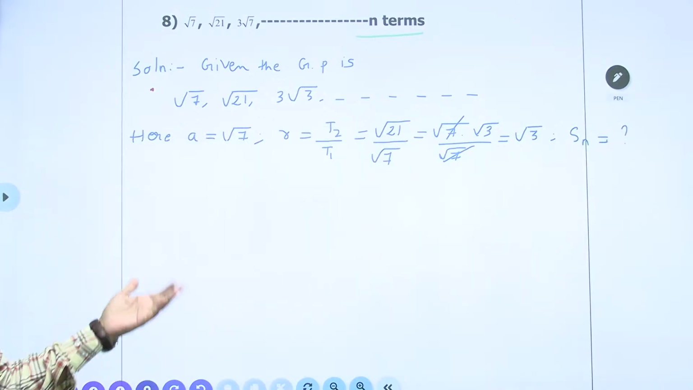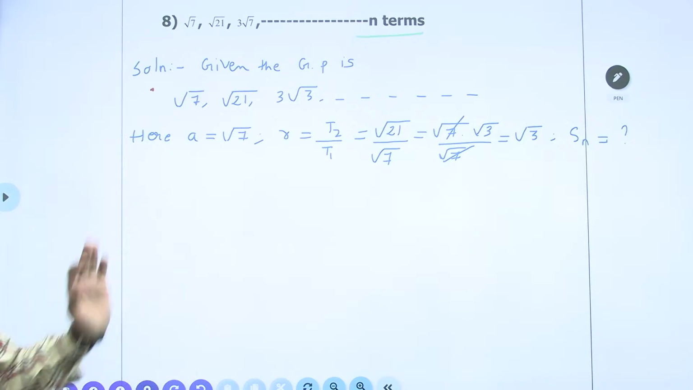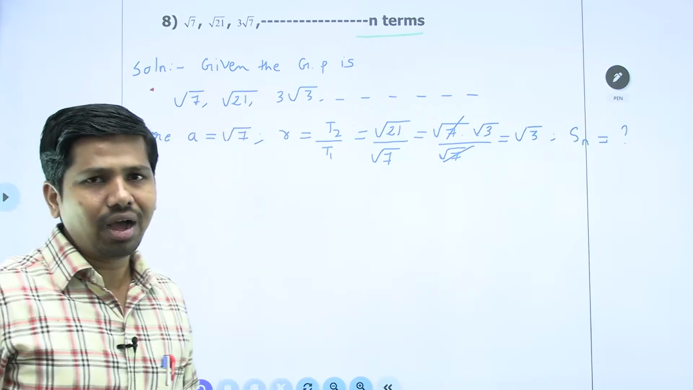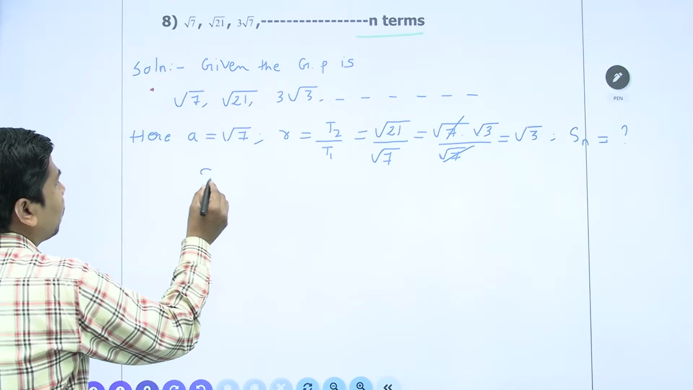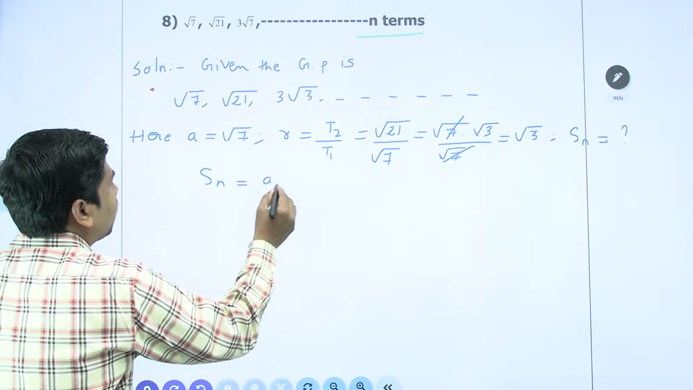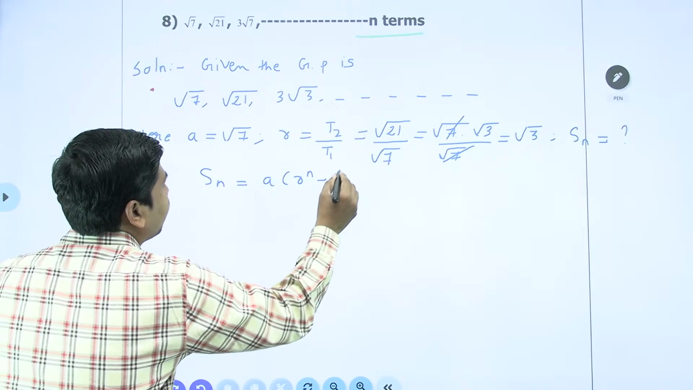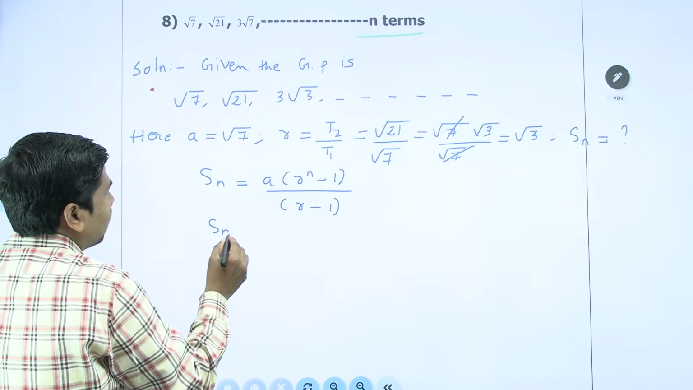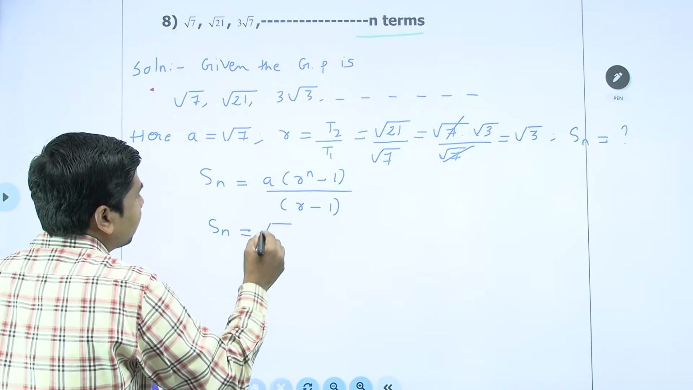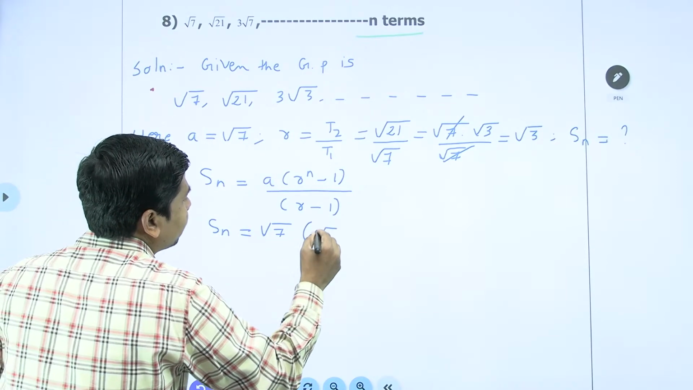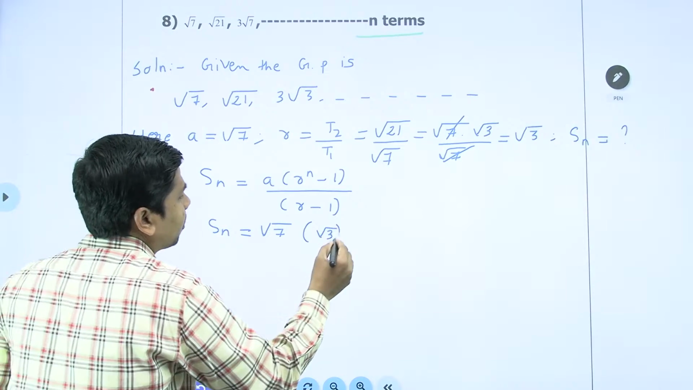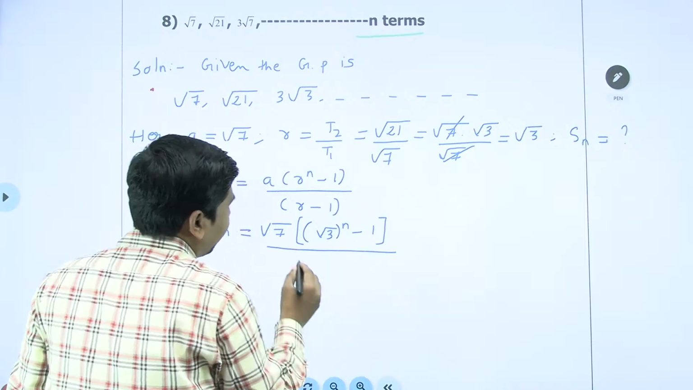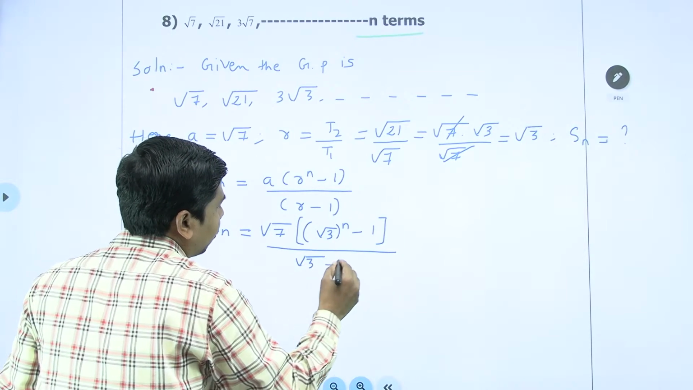Okay. We know a, we know r. Let us find Sn for the given GP. Since r is root 3, which is greater than 1, we'll use Sn equal to a into r to the power n minus 1 by r minus 1. Sn, a is root 7, r is root 3, so root 7 into root 3 to the power n minus 1 divided by root 3 minus 1.